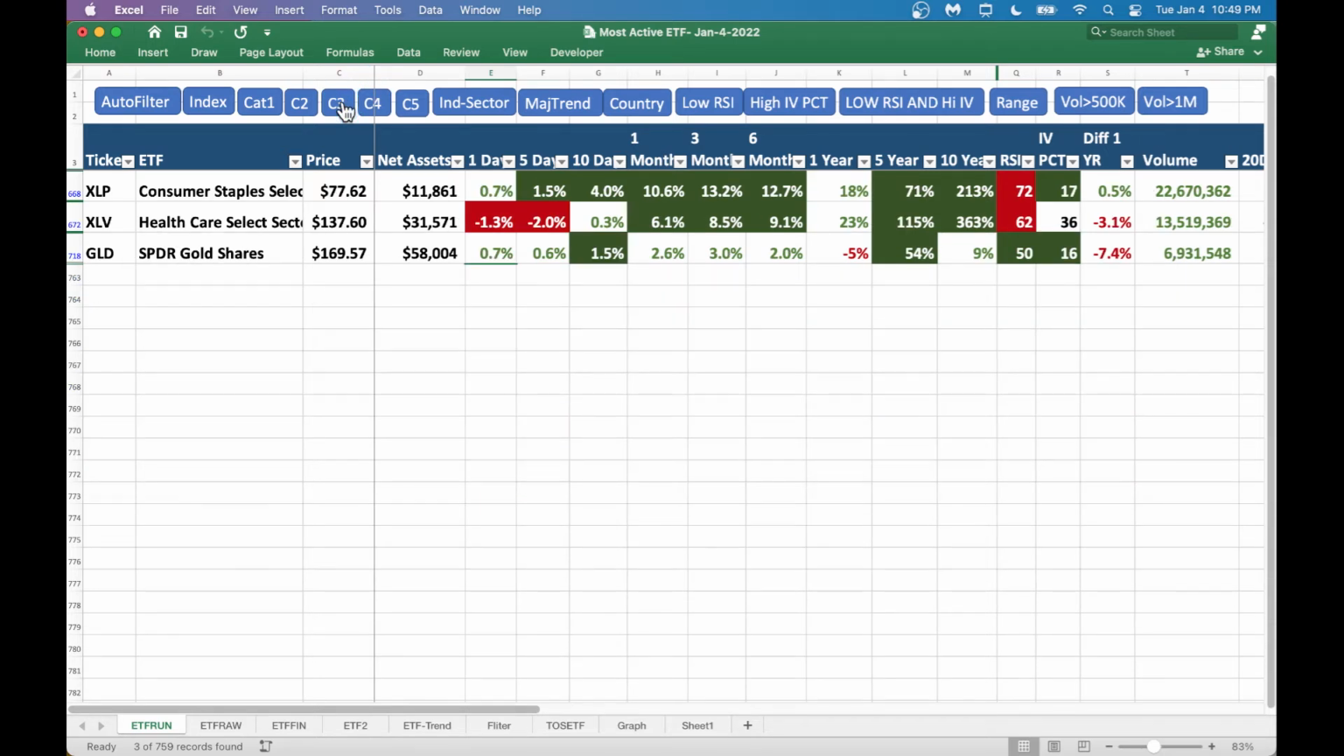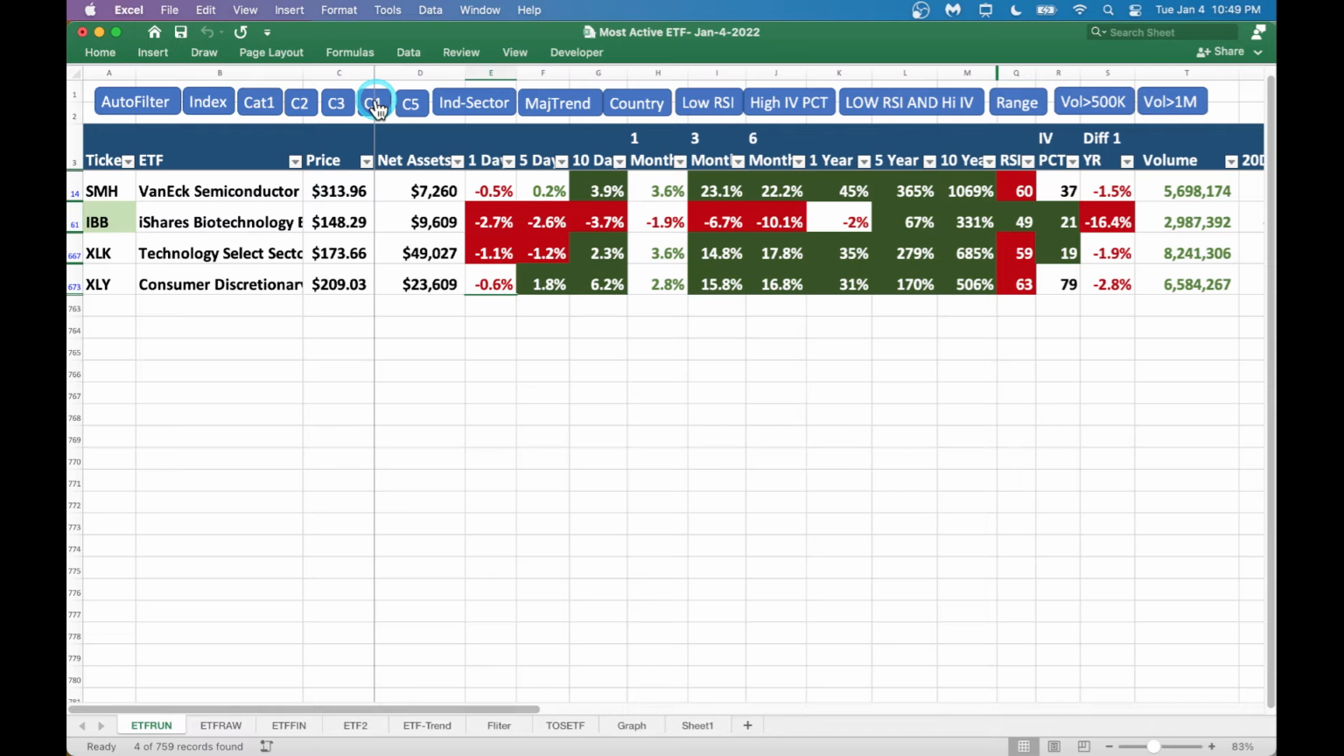Look, we got consumer staples. Consumer staples are up here. Healthcare is down slightly, and gold is up slightly. So I think some of these healthcare names are also intriguing here. They typically provide some good value. And let's look at next category here.